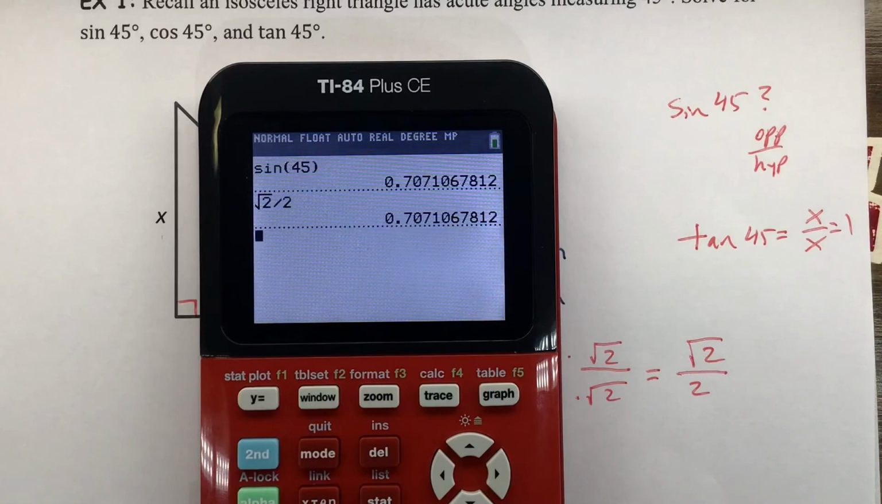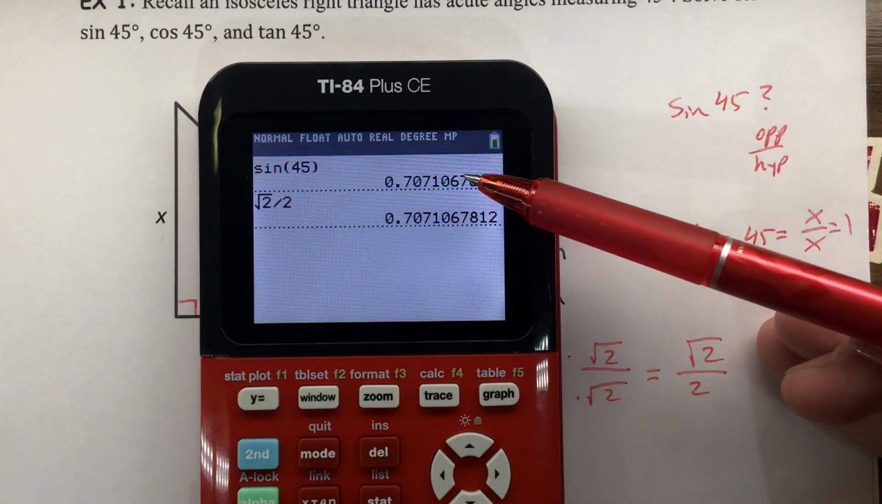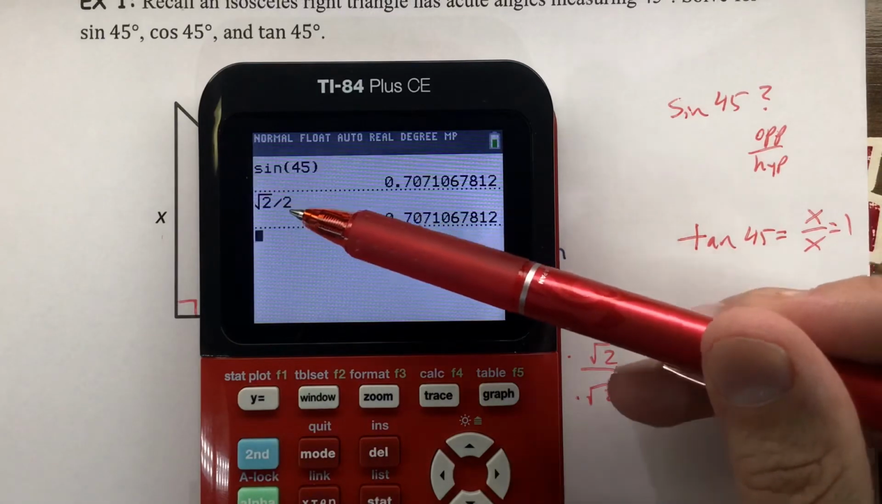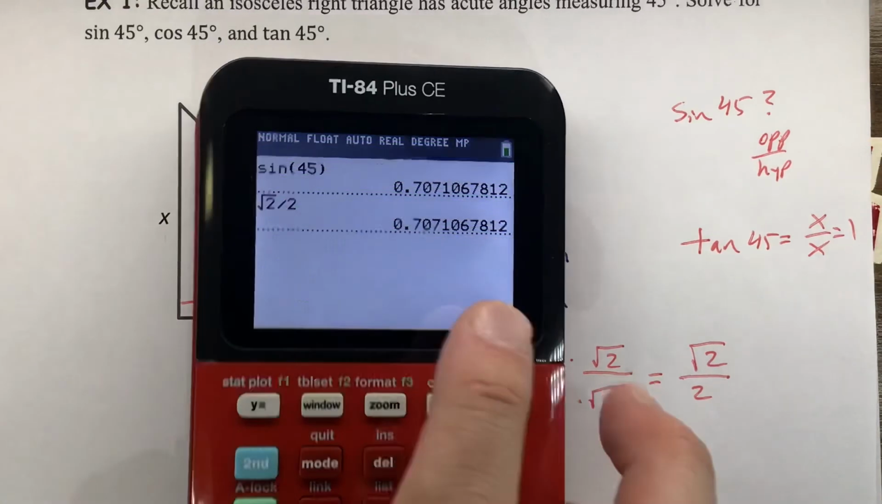So what we're going to be doing in class is not using the decimal form, but using this fractional form, which looks better here when they're vertical to each other. We're going to be using that as the sine of 45.